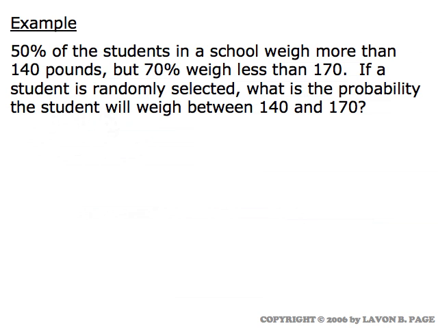Suppose we have a school where 50% of the students in the school weigh more than 140 pounds, but 70% weigh less than 170 pounds. If a student is randomly selected, what's the probability the student will weigh somewhere in between those two amounts?